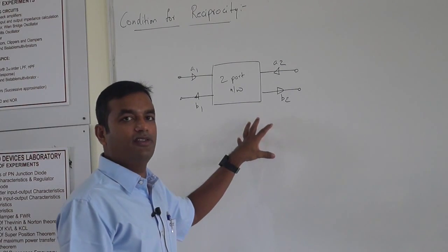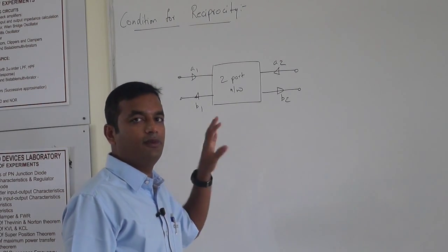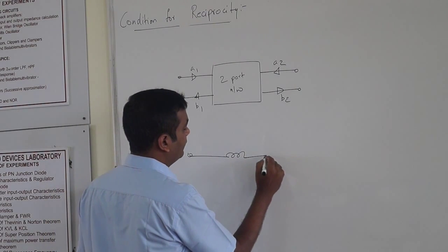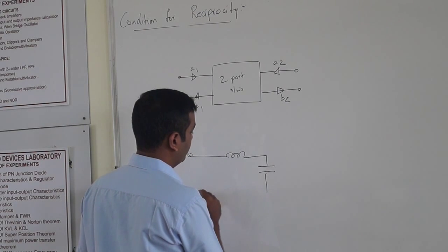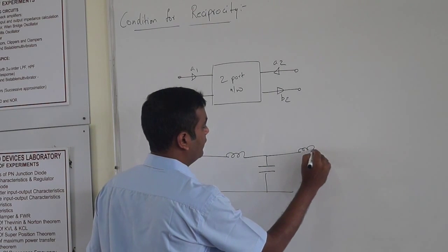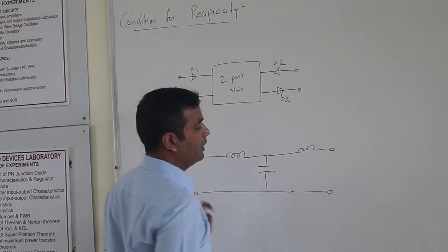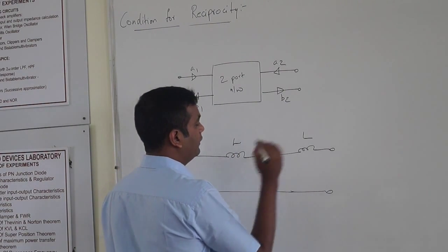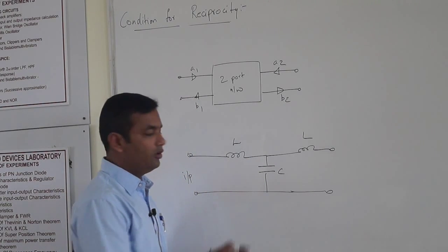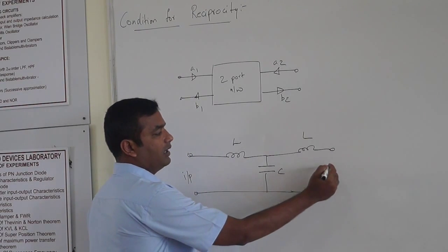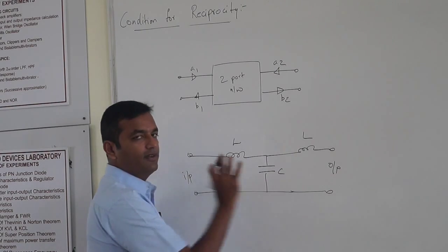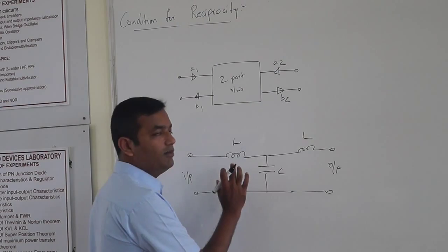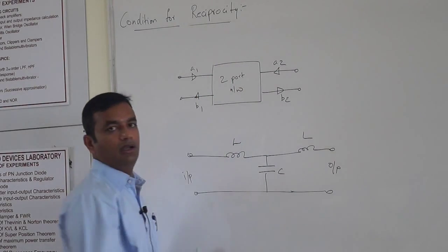Let's understand the physical meaning of reciprocity in the first place. Suppose I have a low pass filter like this, where this is L, this is L, and this is C. I feed an input at this end and take some output. Even if I reverse the network, I will get the same output. This is what I physically mean by a reciprocal network.